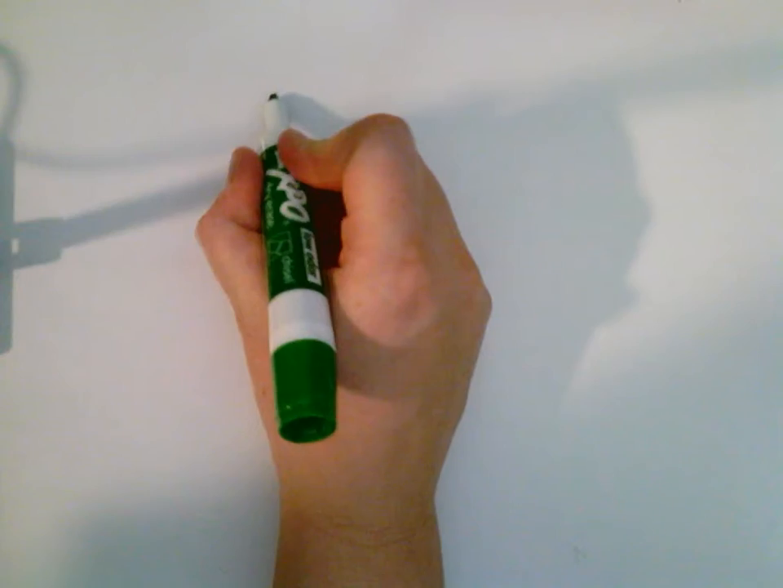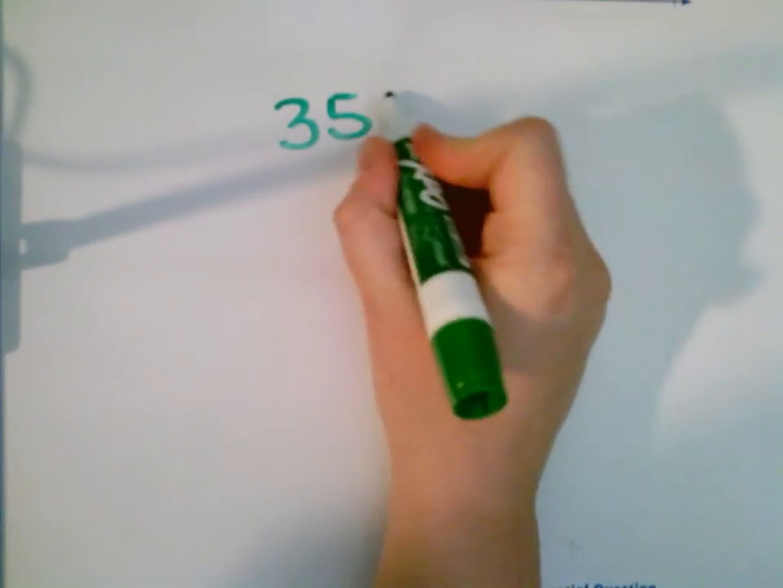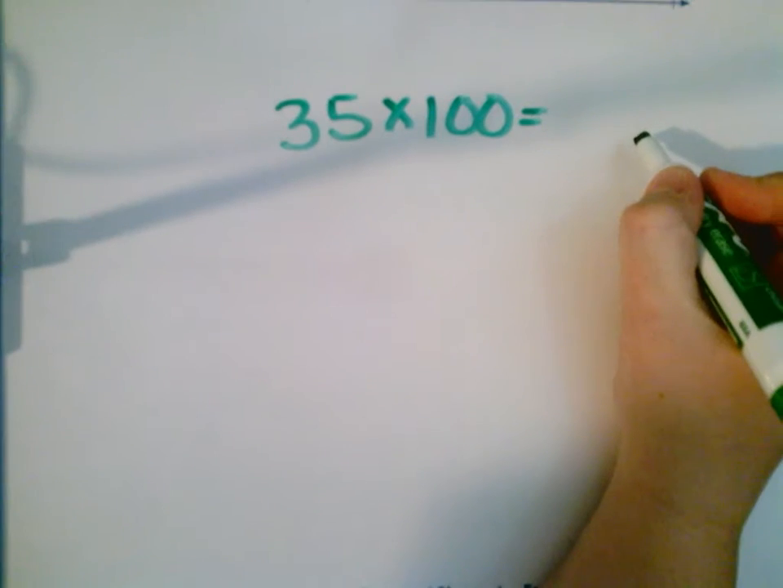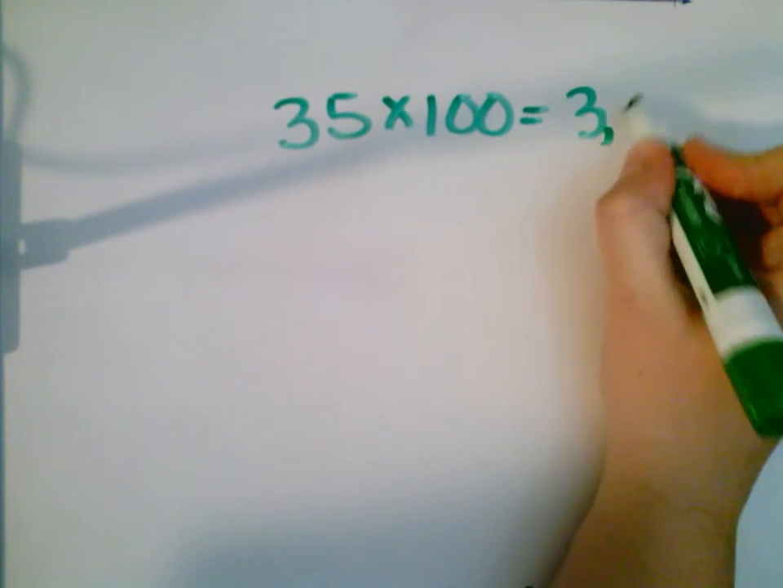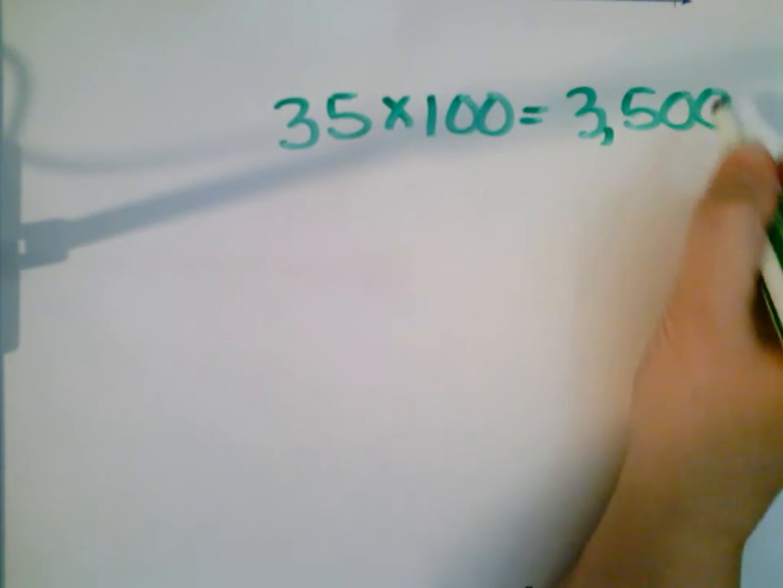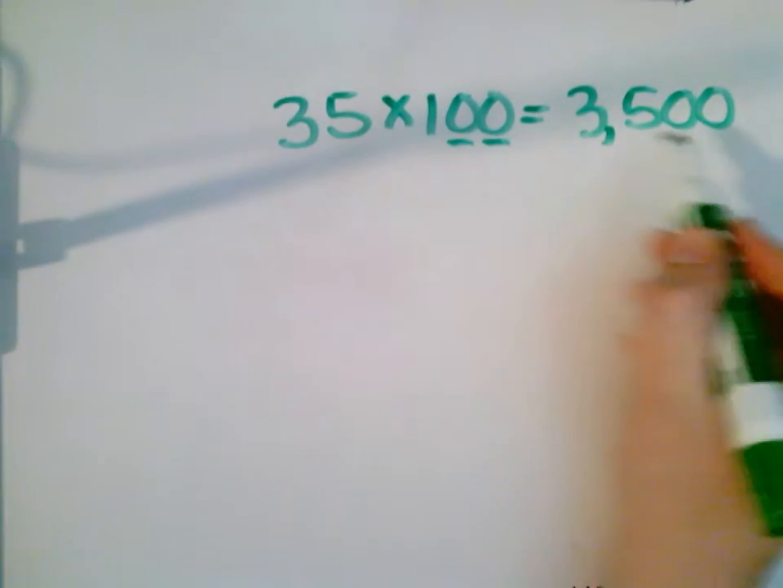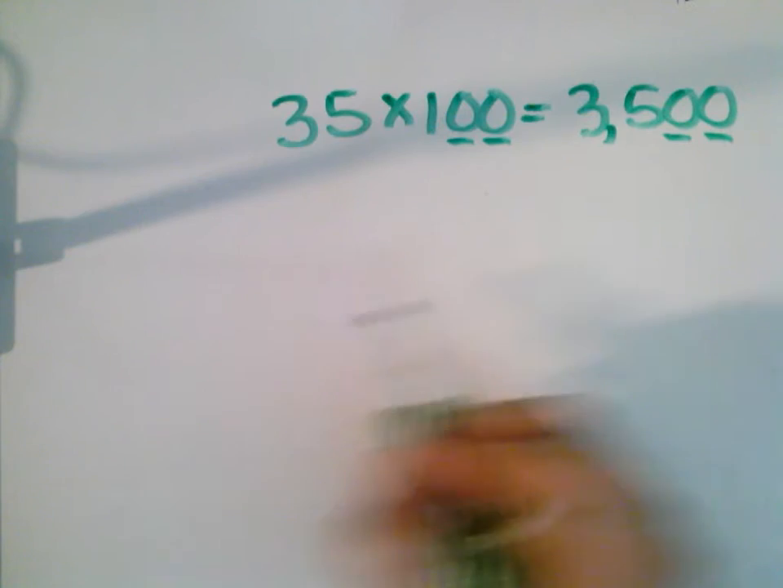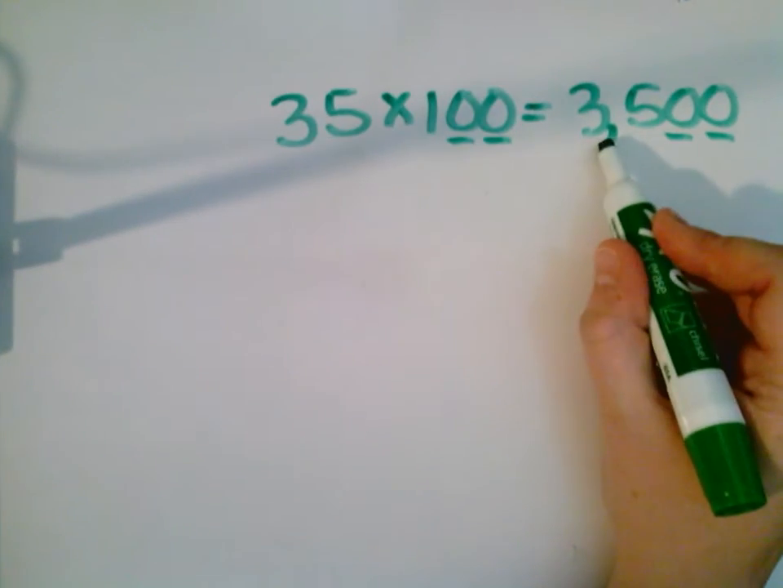Let's try some larger numbers. What if I had 35 times 100? That's going to give me 3,500. I have 2 zeros in my 100. I'm going to have 2 zeros next to my 35 to make 3,500.